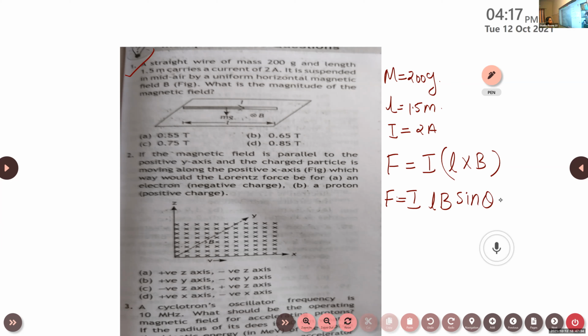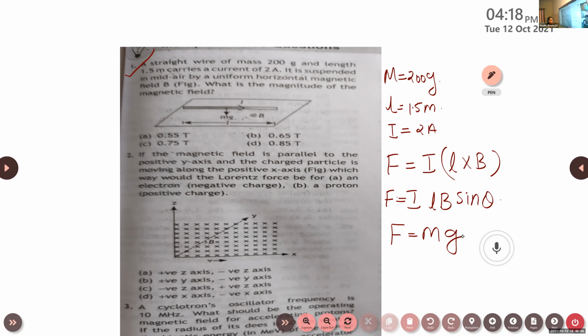Okay. And here, what is the equation for calculating the force F? mg. Yes, F is equal to mg. The general equation for force is F equal to ma, but here the conductor is suspended, so it experiences an acceleration due to the gravitational force of the earth. So instead of a, here we have acceleration due to gravity, mg. Okay, F is equal to mg.